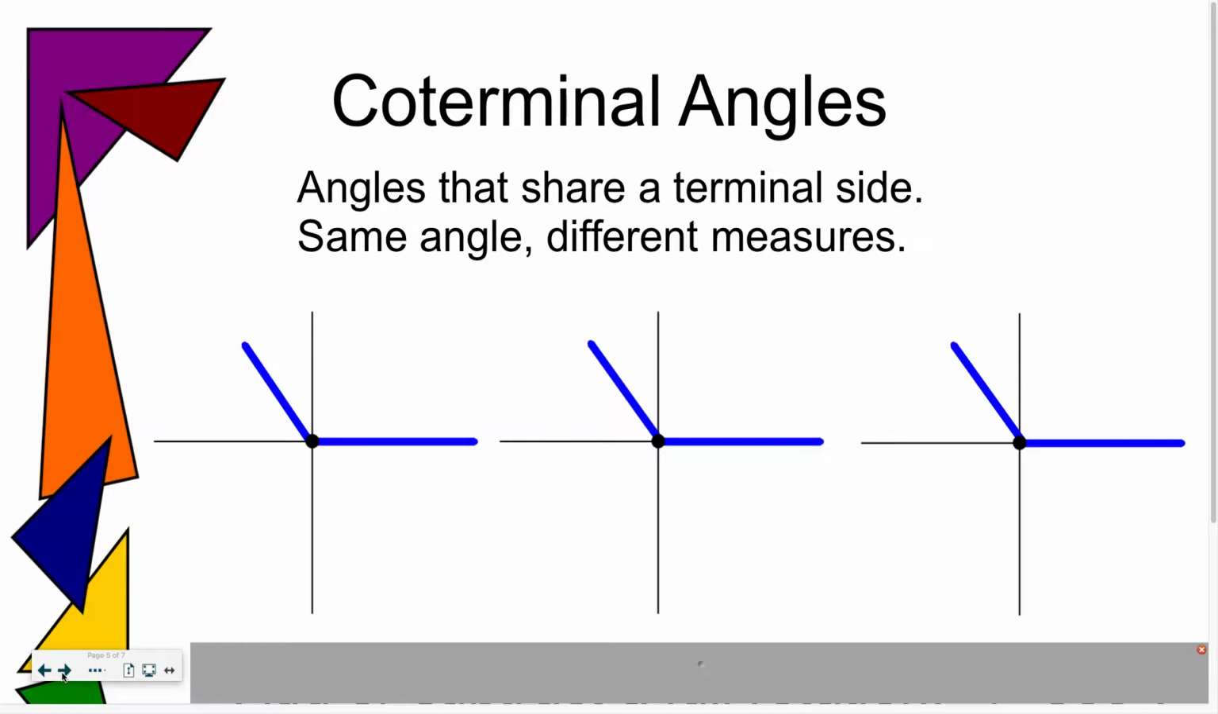That's called coterminal. So jot this down. Does coterminal angle sound familiar to you?